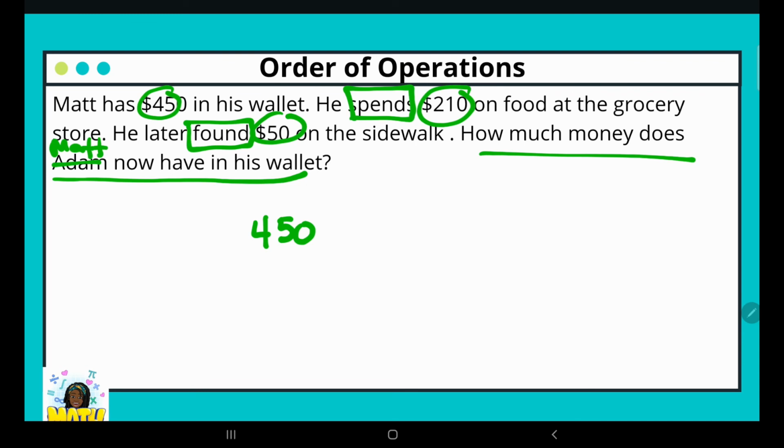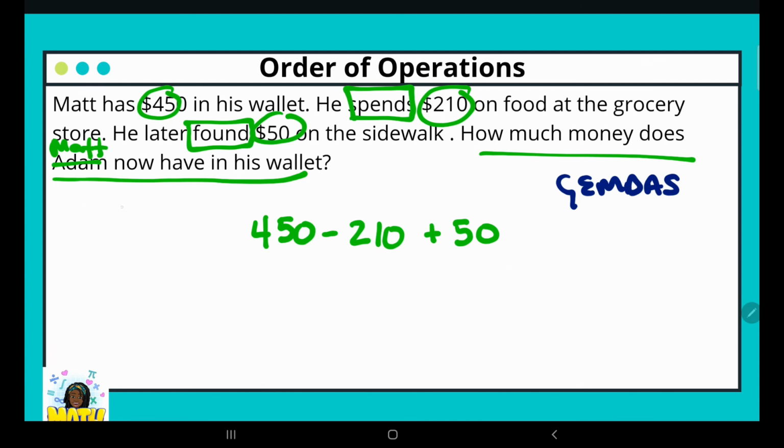The action of spending money is going to be subtraction, right? So he's putting this money out, so that's minus 210. And then later on he found, so the action of finding is like getting money, so that's a plus 50. So here we're going to subtract, add, and all that good stuff to figure out how much money he does have in his wallet. Now we know that based on GEMDAS, addition and subtraction are on the same level from left to right. So I want to subtract the 210 from the 450 first, and then I'm going to add that $50.